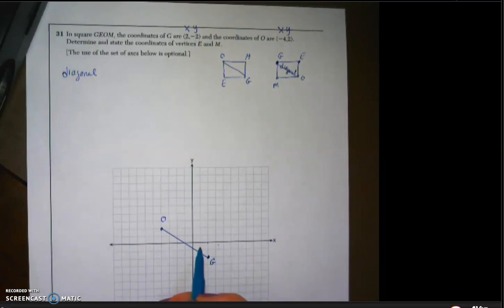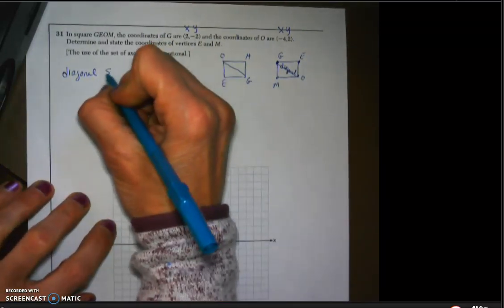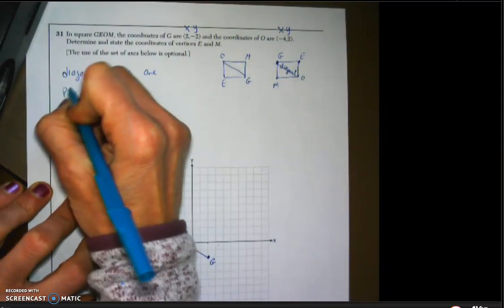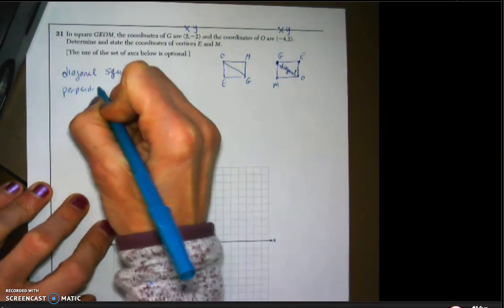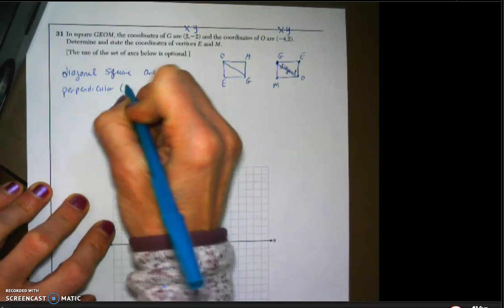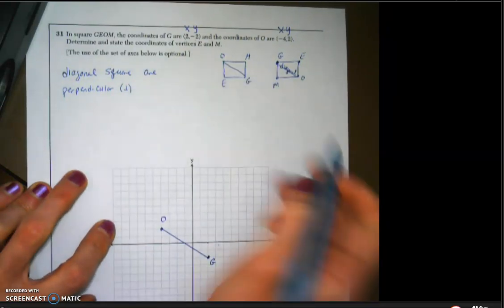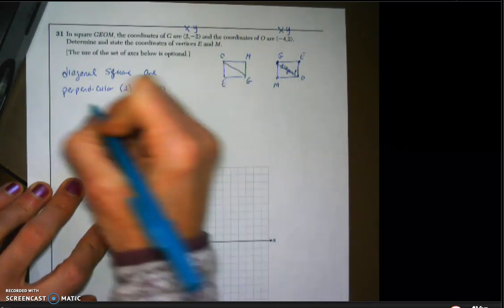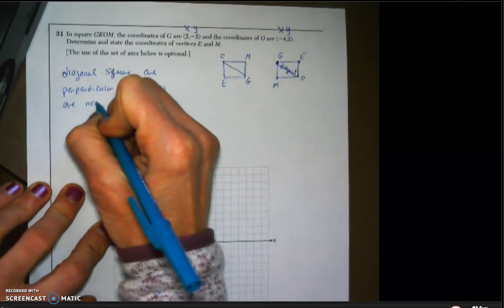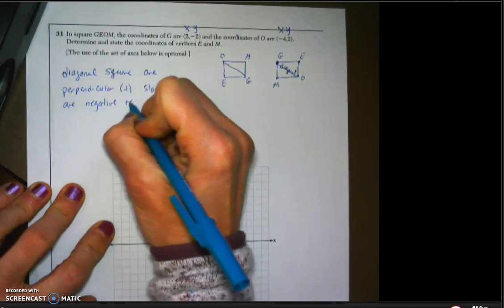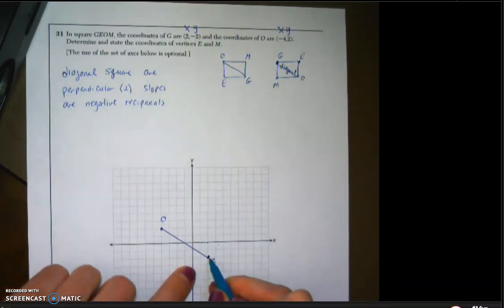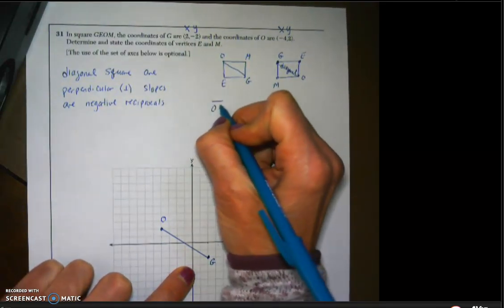So what do we know about the diagonals of a square? We know that the diagonals are perpendicular, or you could have used a symbol. So the diagonals of a square are perpendicular, which means the slopes will be negative reciprocals. So what I'm going to do is find the slope of OG.